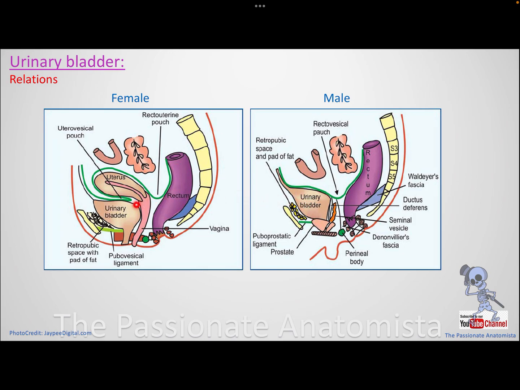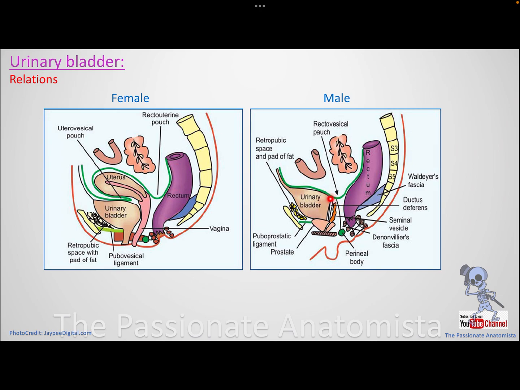In case of female, because the peritoneum comes all the way and it reflects on the uterus and it reflects back on the urinary bladder and it comes up, it's going to create a pouch. And that pouch is what we call the uterovesical pouch. And in male, we call it the rectovesical pouch. We don't have utero here.